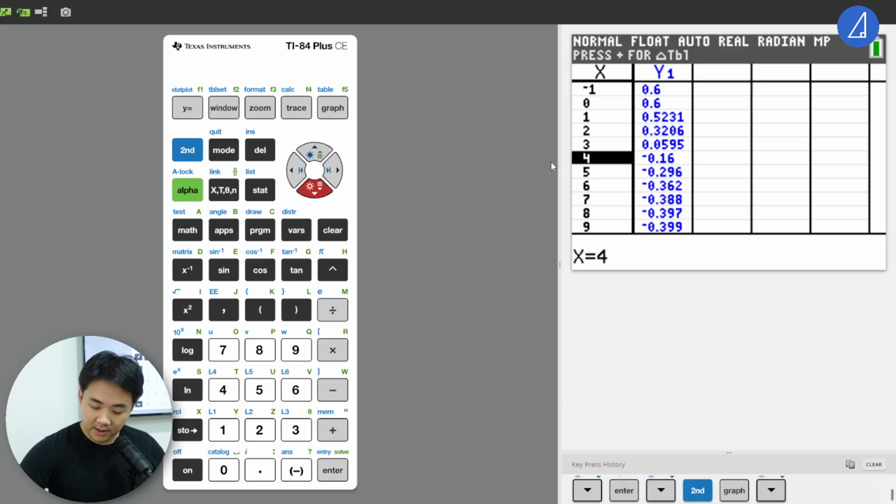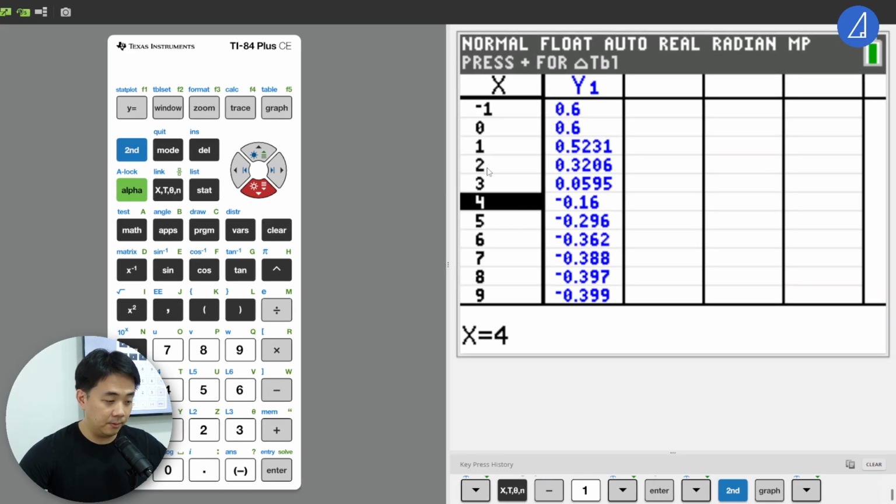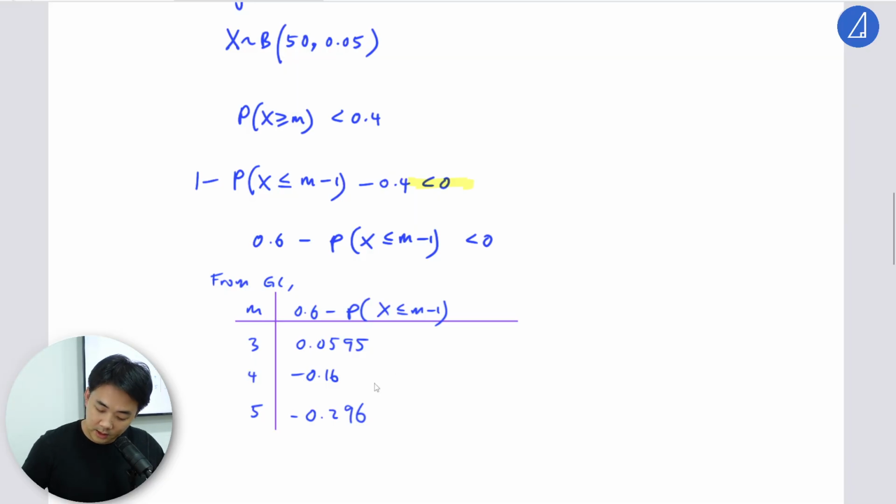So this is a value here. I'm going to copy this value down. From here, this is negative, this is negative, this is positive. Hence the least m is equal to 4. Just table values only.